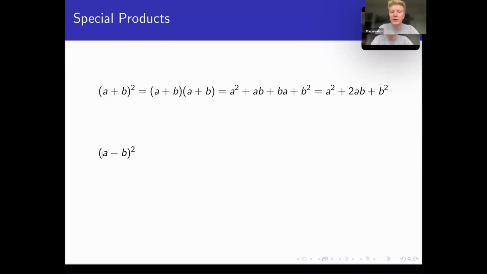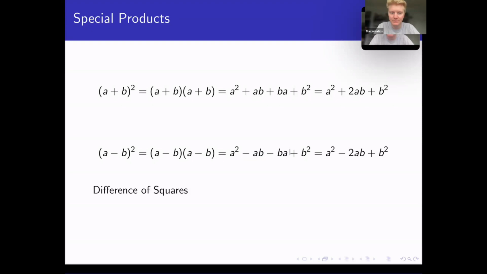A minus b squared, so this is a difference squared. And same setup, except we got to be a little bit more careful. A squared minus ab minus ba, but plus b squared, right? Negative b times negative b is positive b squared. All right, well, negative this minus itself, negative 2ab.